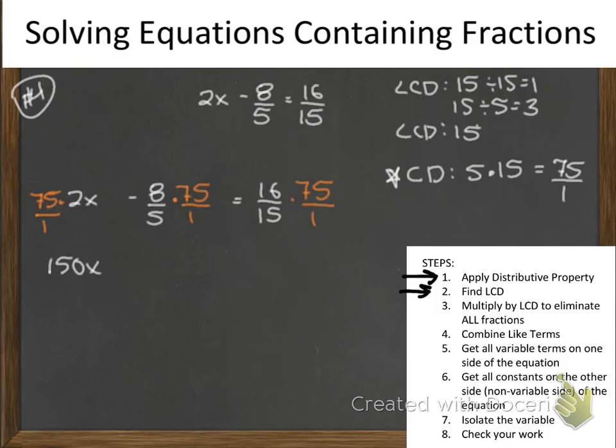So we have 150x. Now here I have some options. I could do 8 times 75 and then divide by 5. Or if I want to, I could do 75 divided by 5 first. So that's 15, and then I could multiply. Again, it's totally up to you, whatever you're more comfortable doing. So this gives me negative 120.